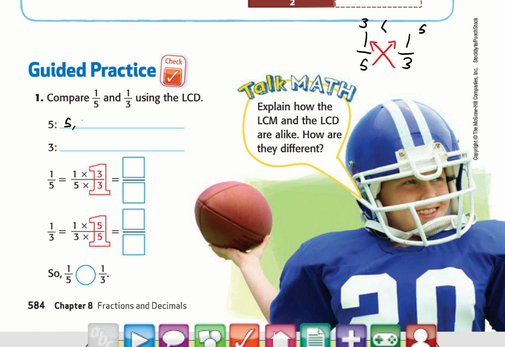And if I try the other method, so 3, 6, 9, 12, 15, I have a least common multiple of 15, so my denominators must be 15. 5 times 3 is 15. 1 times 3 is 3, because I have to multiply top and bottom by 3. This one, I need 15, so 3 times 5 is going to be 15, so top and bottom by 5. So I get 5 over 15. So if I have 3 over 15 and 5 over 15, 3 is less than 5. So we still get less than.